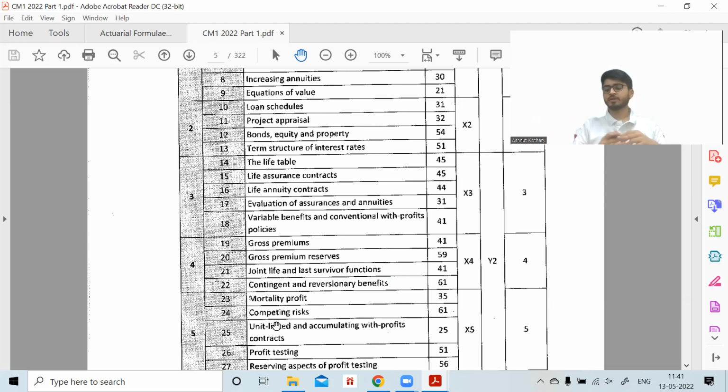In most of the terms, I used to cover till chapter number 9, and then I used to start with chapter number 14, complete till chapter 27, and then again come back to this part 2, which is chapter number 10 to chapter number 13.